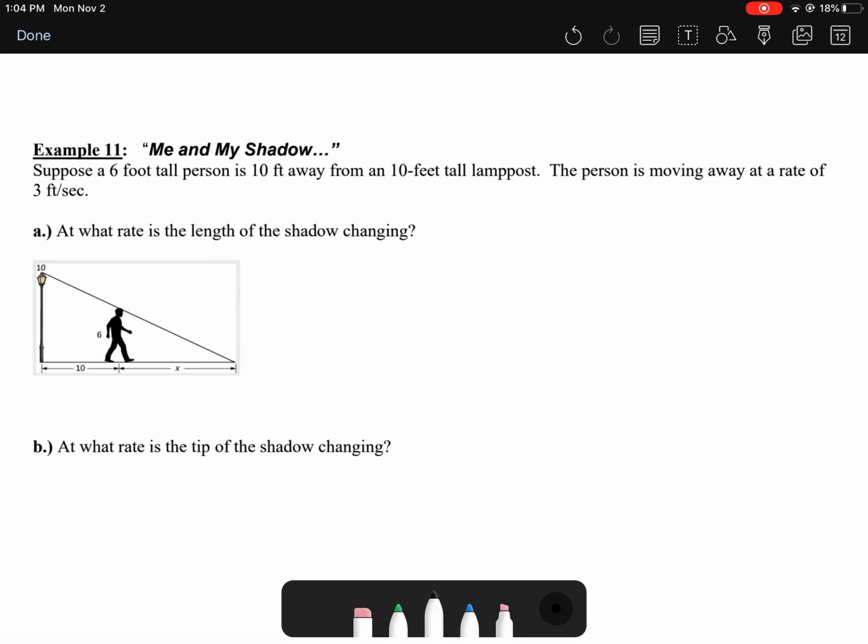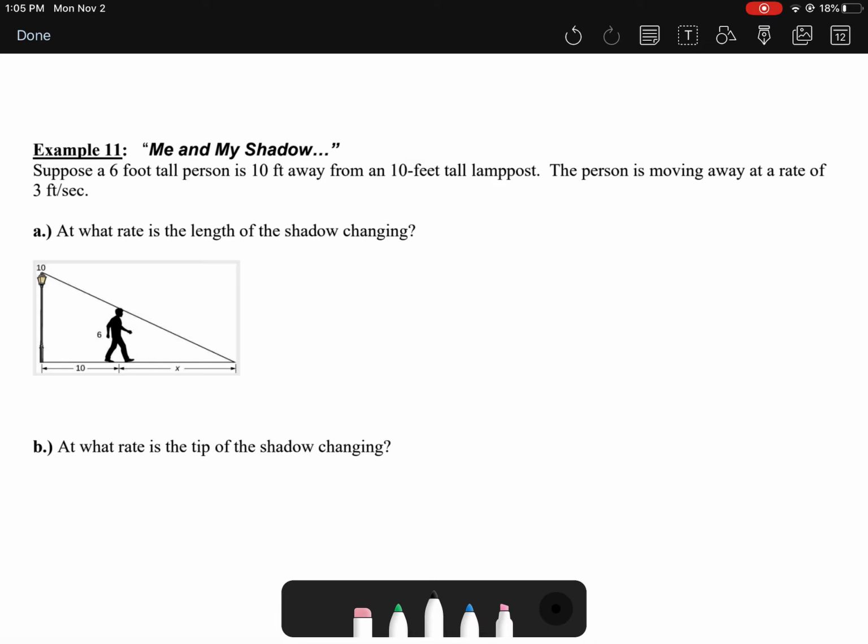Okay, so last example, me and my shadow. Suppose a 6-foot tall person is 10 feet away from a 10-foot tall lamppost. The person is moving away at a rate of 3 feet per second. At what rate is the length of the shadow changing?